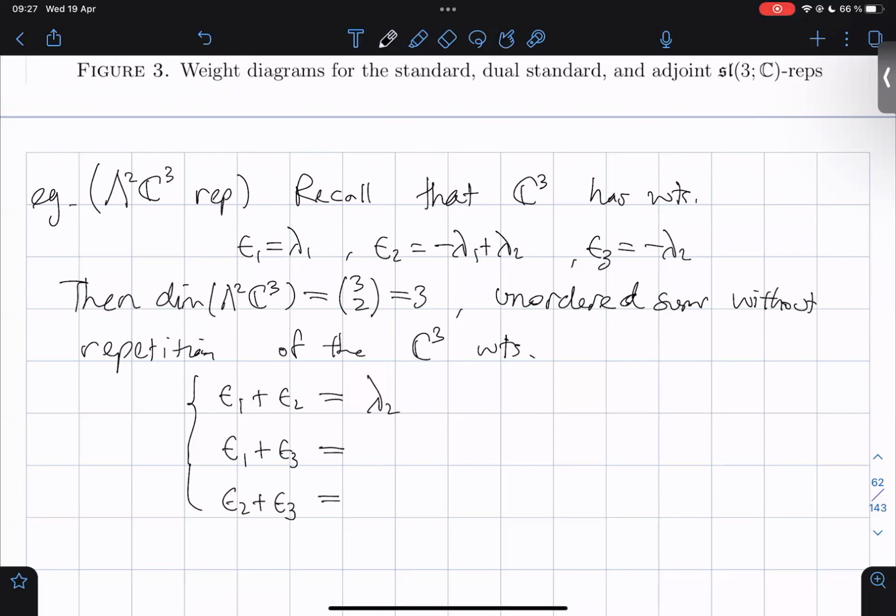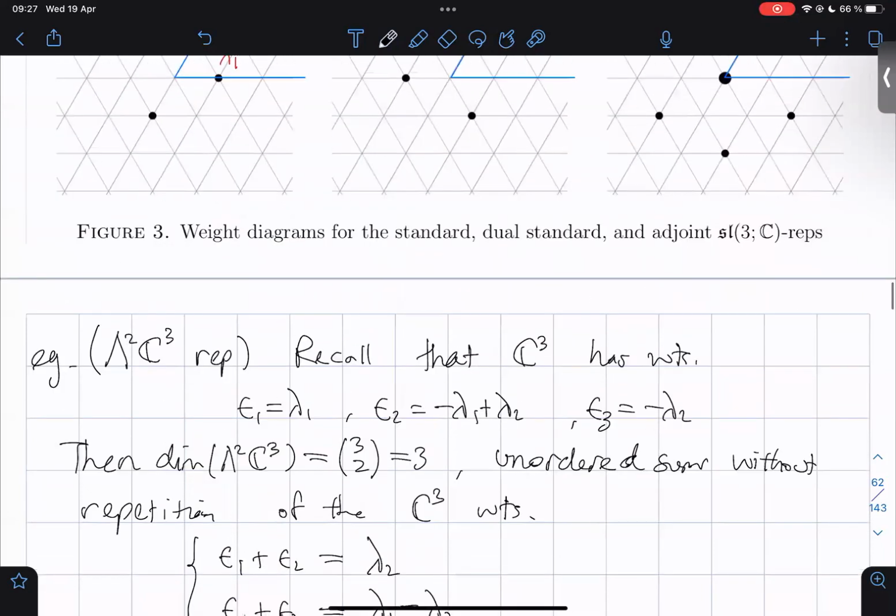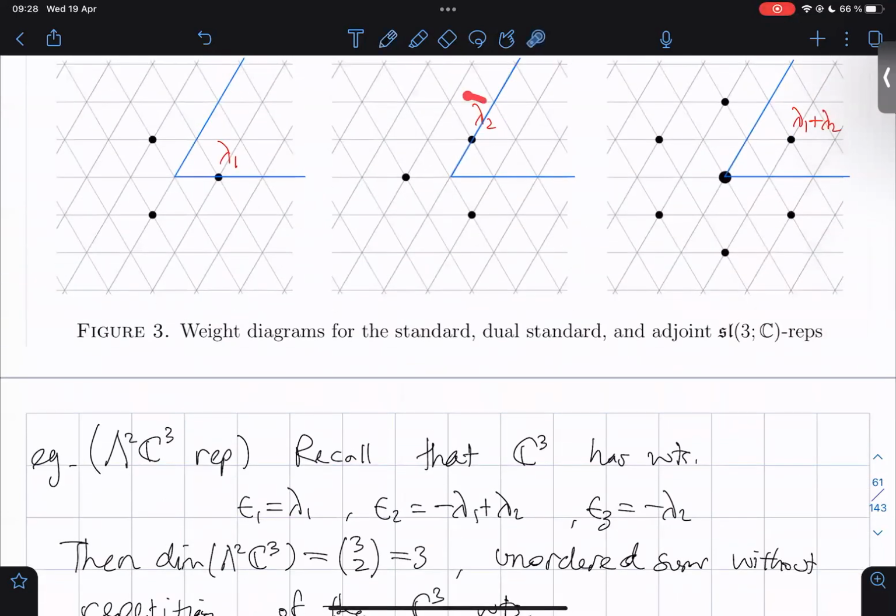Okay, so I have the weights written over here, and so I just start pairwise adding them up. And I get lambda 2 for the first one, lambda 1 minus lambda 2 for the second one, and minus lambda 1 for the third one. Okay. This list you've seen before. We actually just saw it, right? It's actually this list. Okay. This is the dual standard representation.